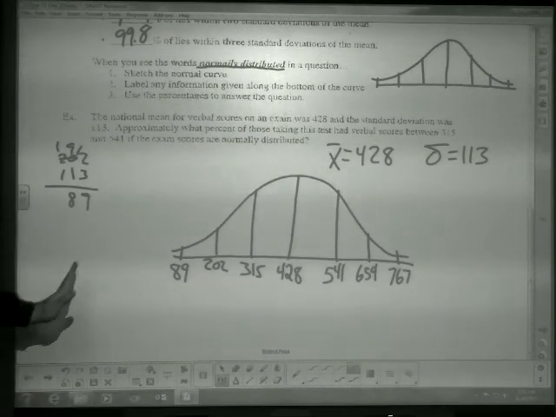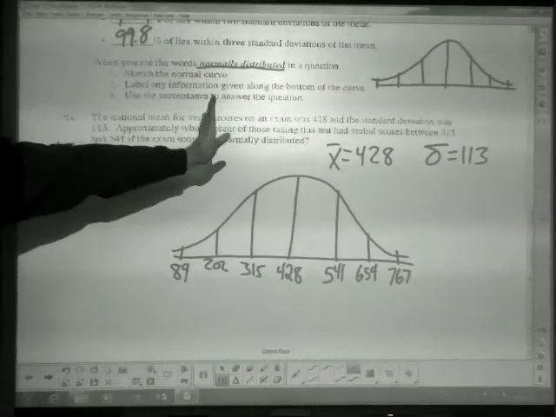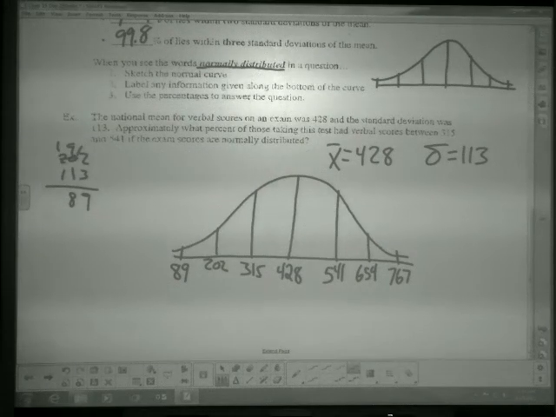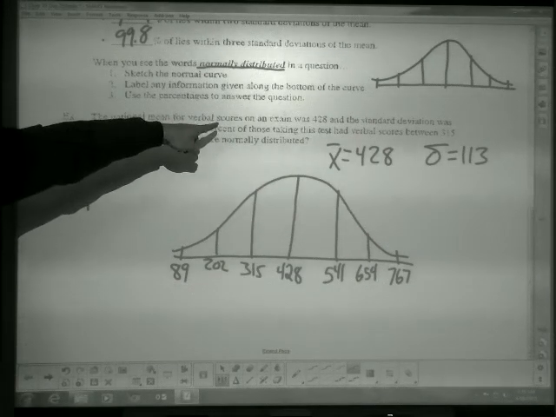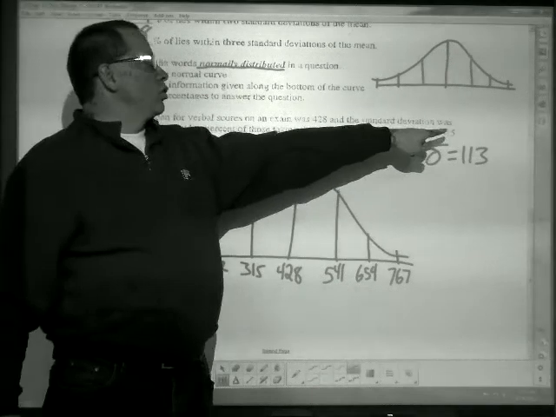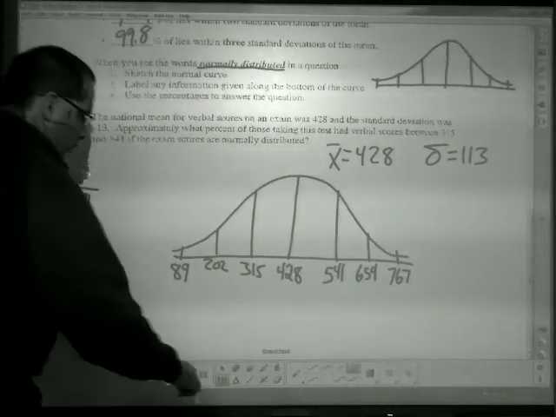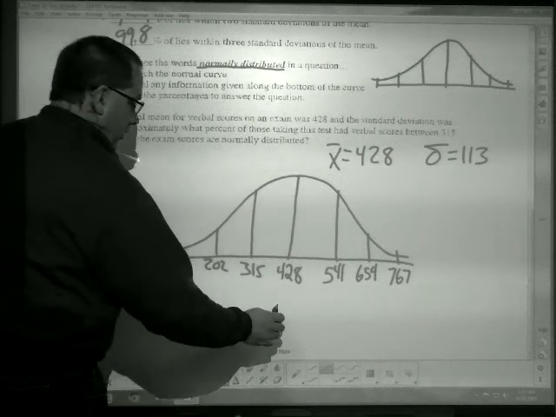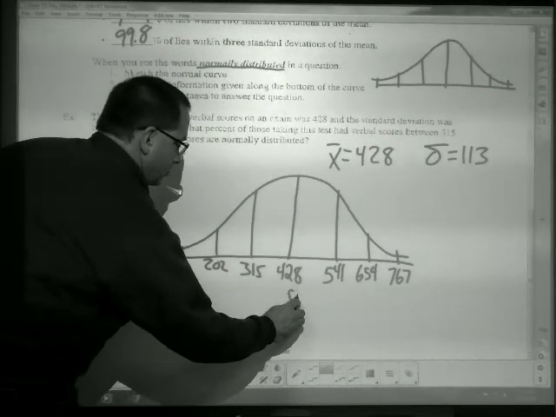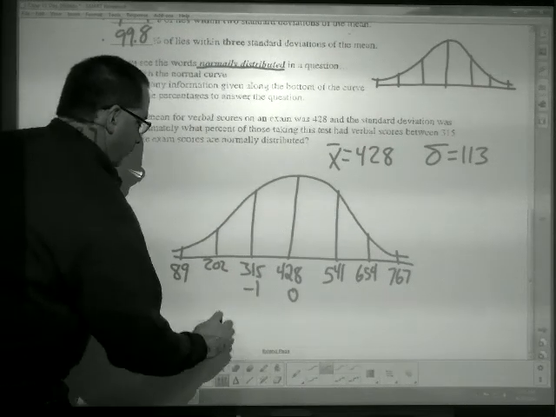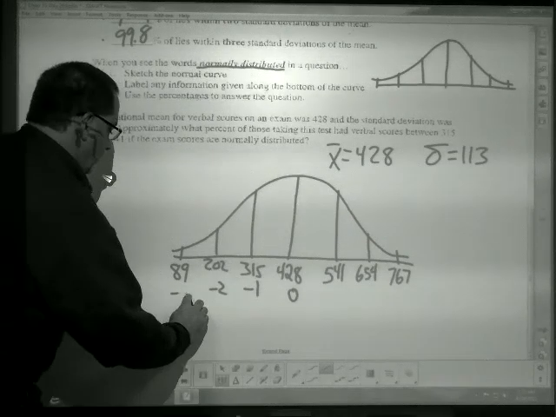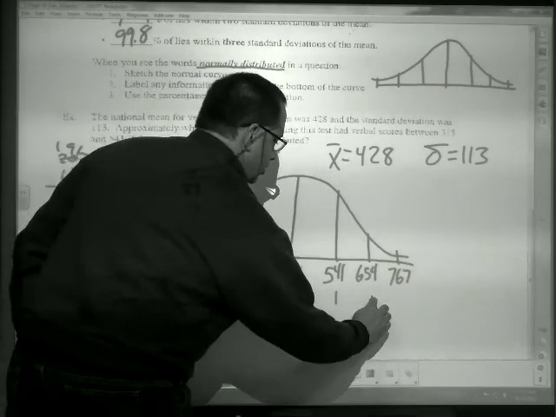All right, so I lay out my picture. And now let's ask, what do they want to know? Approximately what percent of those taking the test has scores between 315, okay, so where's 315? That's this one, all right? So this is 0 standard deviations. This is -1 standard deviations, -2, -3. This is 1, 2, and 3.